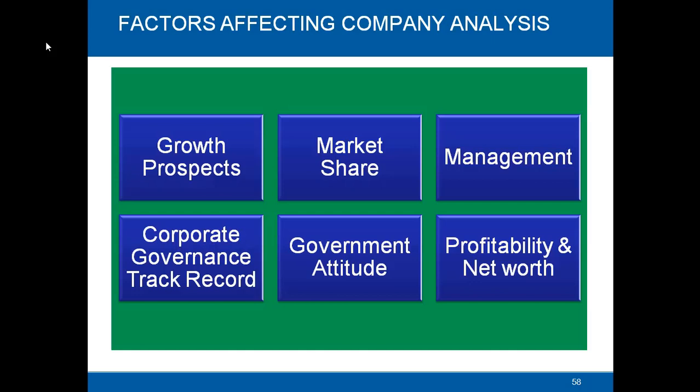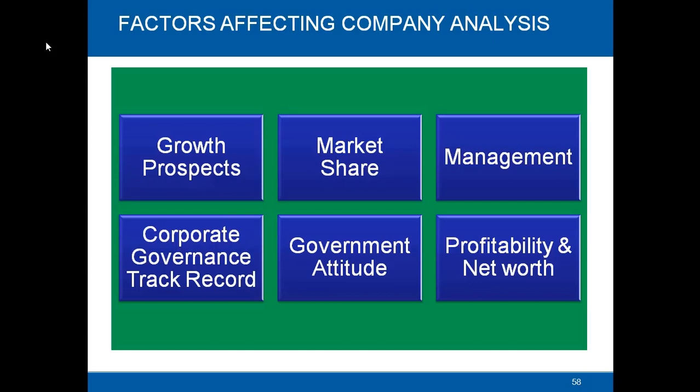Then after doing the economic analysis and the industry analysis, we do the company analysis. We look at the growth prospects of the company. Here we look at the best company in the industry, I mean, the company which is the leader of the pack. Is the company growing? And then we look at the market share. Is it the market leader, or does it have a lesser market share? How is the market share being captured by the company? Is the market share improving, or is it coming down?